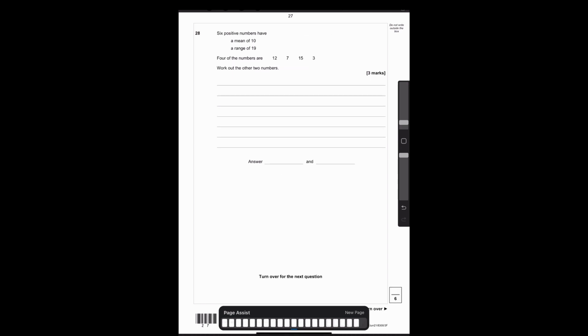Question 28 says 6 positive numbers have a mean of 10 and a range of 19, and it gives us a list of numbers. Let's start with the mean. We have 6 numbers, so we can do 6 times 10 equals 60. So we know all 6 numbers add up to 60. If we add up what we have so far, we get to 37. So we have 23 remaining. Now we just have to work out some numbers that have a difference of 19 and also add up to 23. Those numbers are 21 and 2.